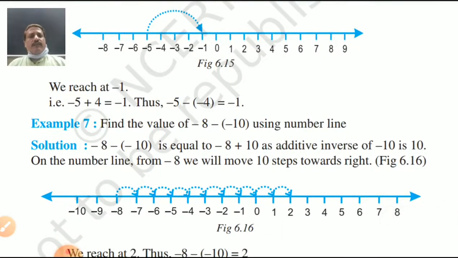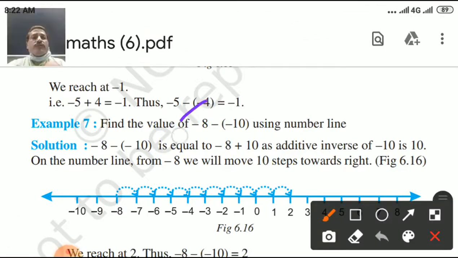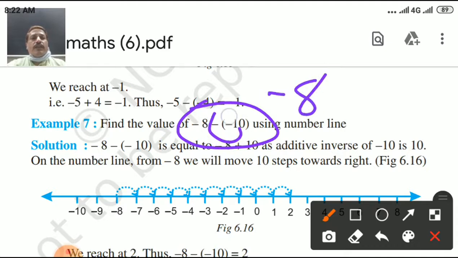Example number 7 is here. Find the value of -8 minus -10. Students, here be careful. This is our question. -8 minus -10. So first of all, we can write -8 as it is. Now minus 2 times, that means it gives me +10. From this question, you can find out very easily. One number is negative, one number is positive. What will you do?